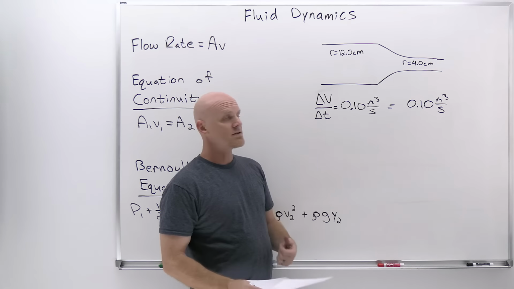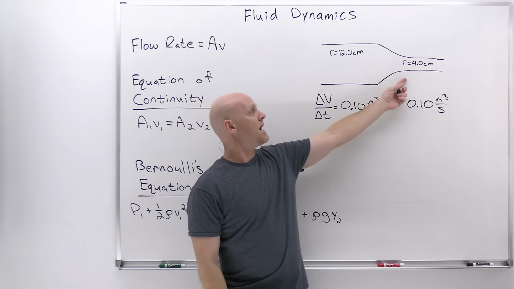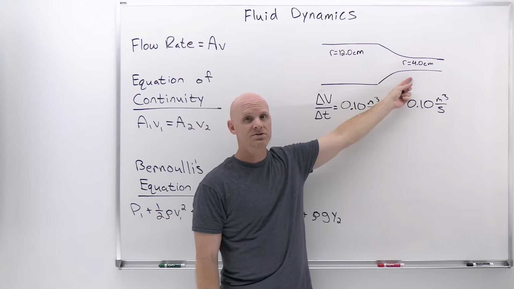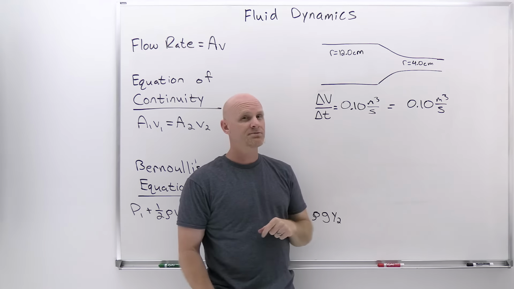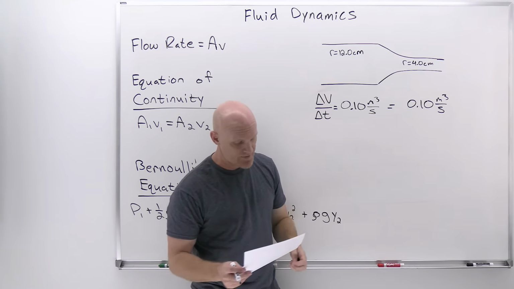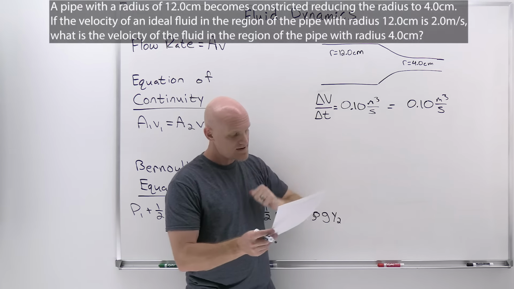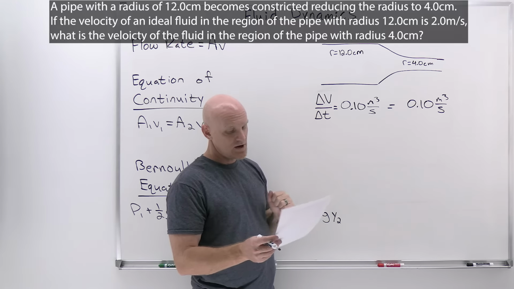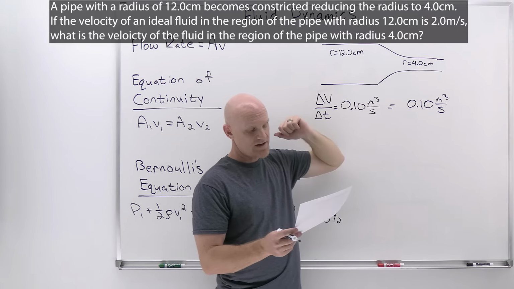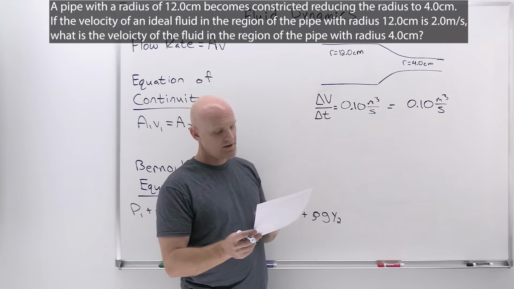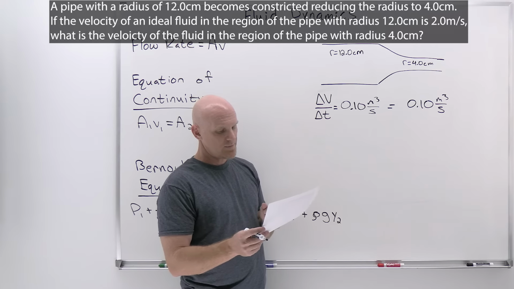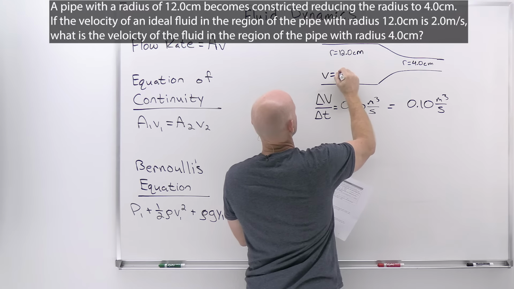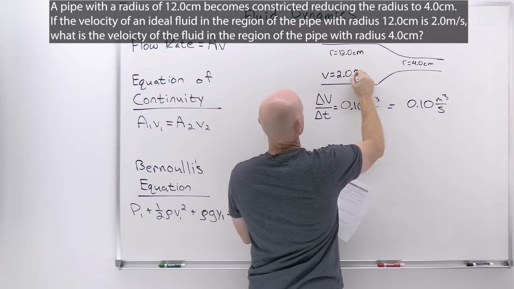And again, we understand from the equation of continuity that the velocity of the fluid is not the same in both regions, and it should be faster in the smaller region. But that wasn't the question, it was about flow rate. But the next one's going to be about that velocity. So same setup, it says a pipe with a radius of 12.0 centimeters becomes constricted, reducing the radius to 4.0 centimeters. If the velocity of an ideal fluid in the region of the pipe with radius 12.0 centimeters is 2.0 meters per second. So now it's the actual velocity being given.